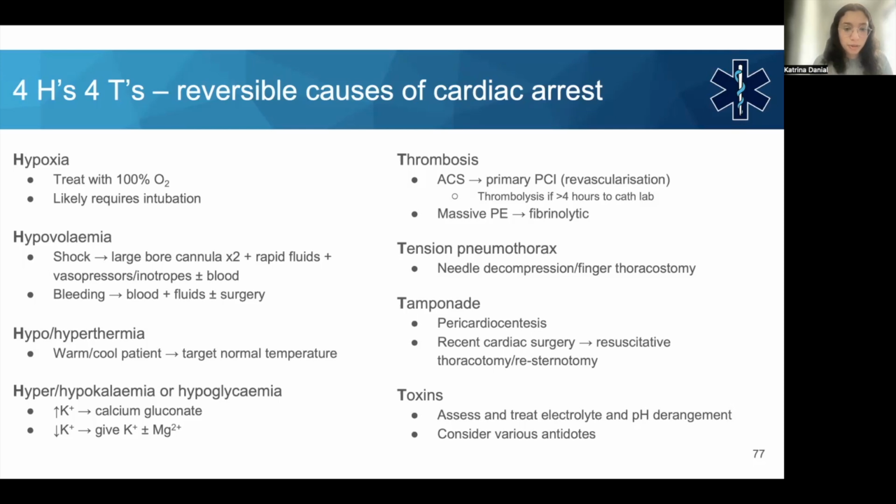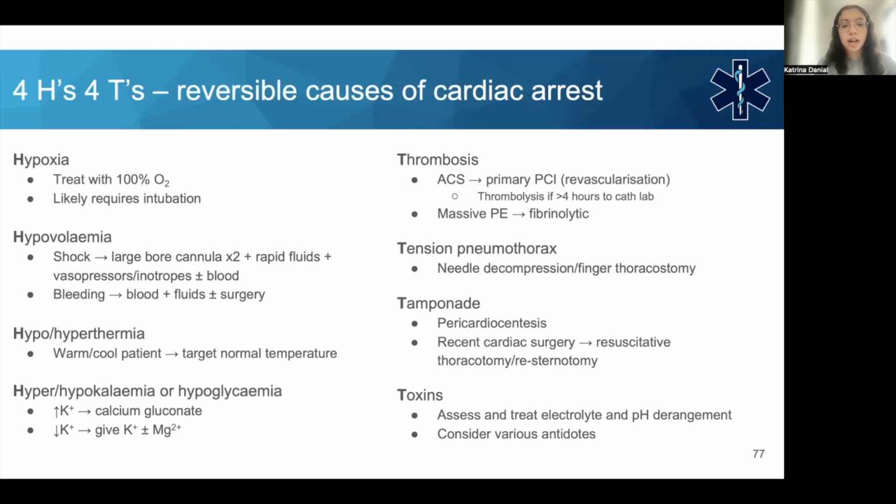With hypo or hyperthermia, you obviously correct that by either warming or cooling the patient. Fun fact for you, if somebody who is hypothermic, who's really cold, has no pulse, you actually can't declare them dead until you bring them back to a normal temperature, attempt to resuscitate them, and that's unsuccessful. That's a cool fact for you. And of course, the electrolyte disturbances, so you would do a VBG quickly, and that would give you information about that, so you can correct it, so to stabilize the heart.